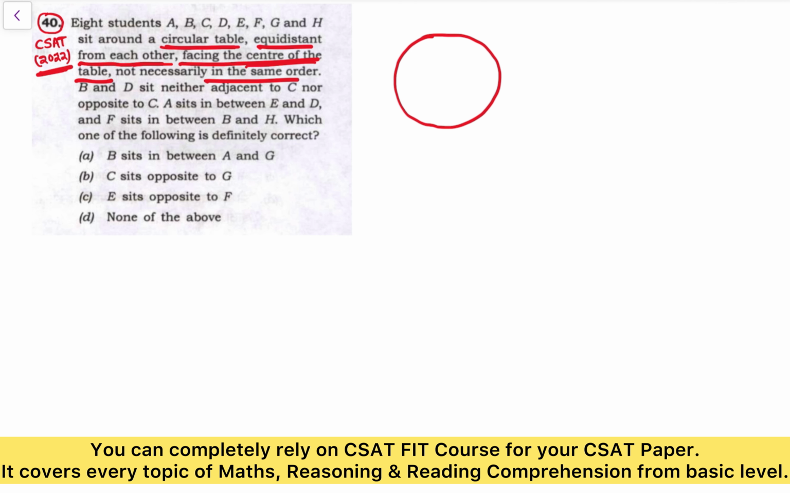So 8 students equidistant can be arranged like this: 1, 2, 3, 4, 5, 6, 7, 8. We need them equidistant, and they are facing the center of the table, so they face this side, towards the center, like this, facing the center, not necessarily in the same order.